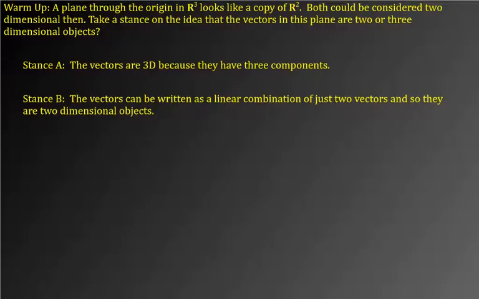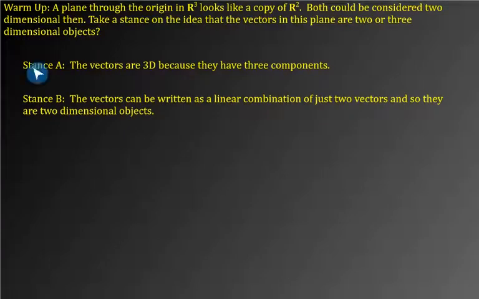So to start off, I'm going to pose this interesting question. If you have a plane through the origin in R3, basically it's going to look like a copy of R2. So what I want you to think about is, are the vectors in this plane 2 or 3-dimensional objects?